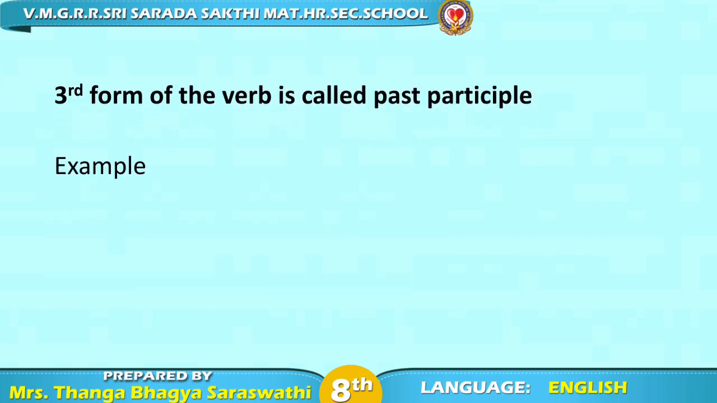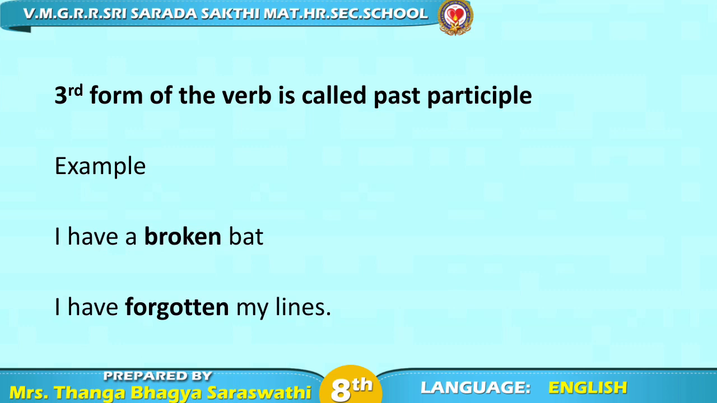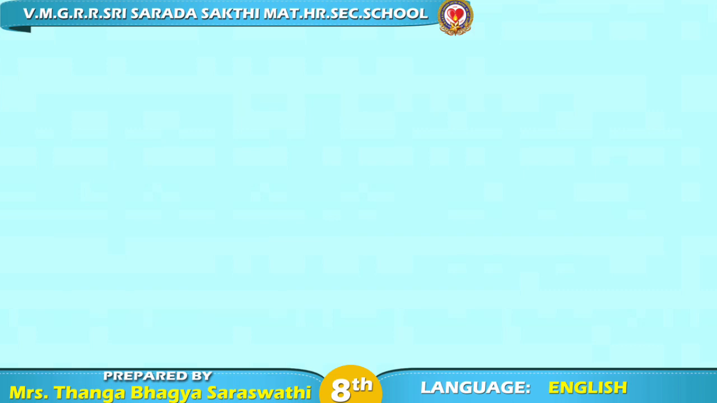Then the third form of the verb is called past participle. For example, I have a broken bat. I have forgotten my lines. So here broken is the third form. Break, broke, broken. So broken is the third form. I have a broken bat. I have forgotten my lines. Forget, forgot, forgotten. So here forgotten is the third form of the verb forget. So it is called past participle.